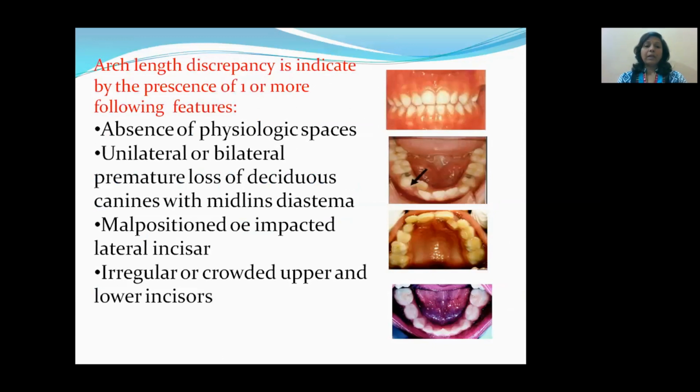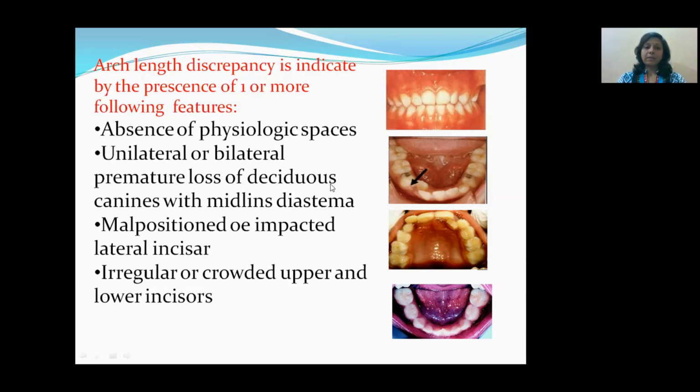If arch length discrepancy is the prime criterion for choosing serial extraction as our treatment plan, there are some indicators which will definitely indicate that an arch length discrepancy is present. These include the absence of physiologic spaces in the primary dentition. Then definitely there will be a lack of space for the eruption of the permanent teeth, and we have to try some maneuver to create space for the developing, erupting permanent teeth that are usually wider than the primary teeth. Here we can see there is no physiologic space present, and definitely the coming permanent teeth will face a shortage of space for their eruption.